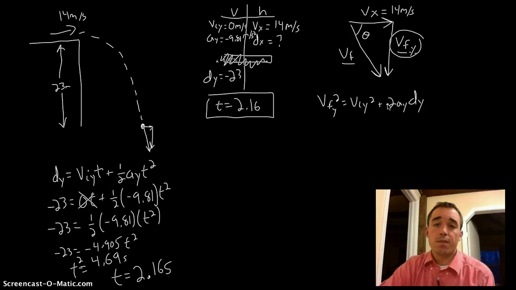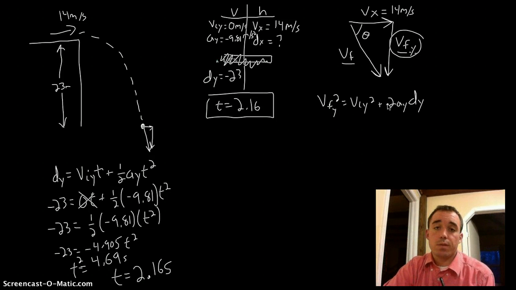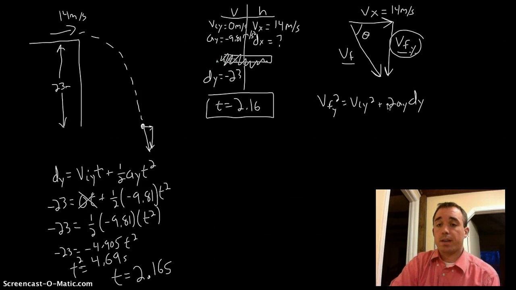And what I do when I solve these problems, I'll be honest, is if I can find time, it's always useful to find it, because it's something that is 99% of the time used in one part of the problem or another. So I found time, and that's going to save us in part B, which we'll come back to. So now I can find VFY.